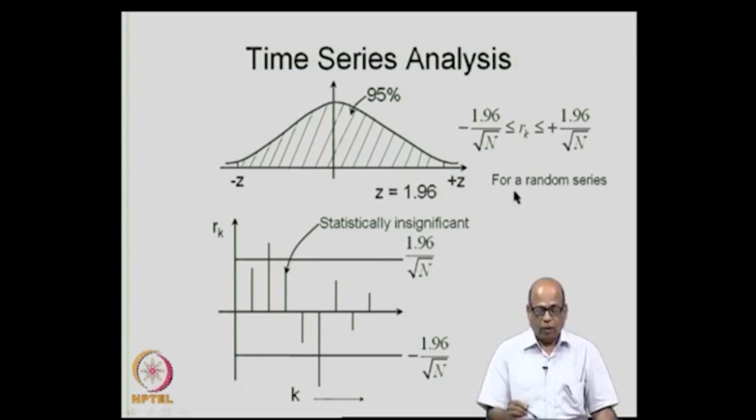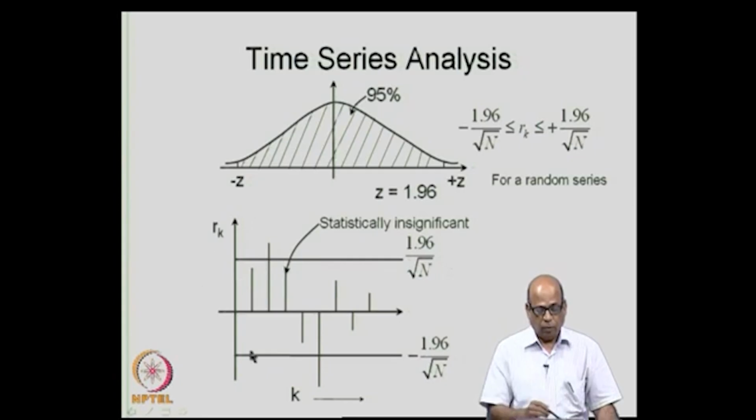So, the R k for a random series follows a normal distribution with 0 mean and a standard deviation of 1 over root n. So, about 95% of the values lie between minus 1.96 over root n and plus 1.96 over root n. So, if you have an R k value above these limits, then that R k value can be considered to be statistically significant at 95% level.